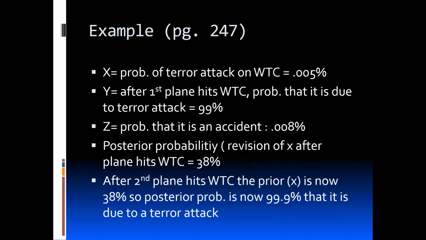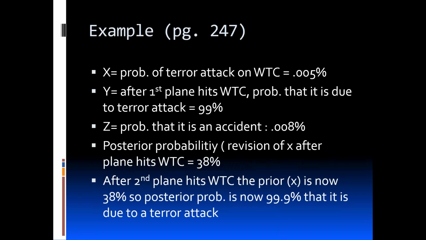So let's give an example. This is in the book, and they're talking about the probability of a terror attack on the World Trade Center. So that's your prior, okay, that's X. So prior to anything happening, the probability of a terror attack occurring on the World Trade Center, we could say, was 0.005%. It had never happened before. So if you assign that probability, you're saying, because I know history, that's what I think. Okay, so the whole equation depends on having a good prior probability, and we'll get to that.